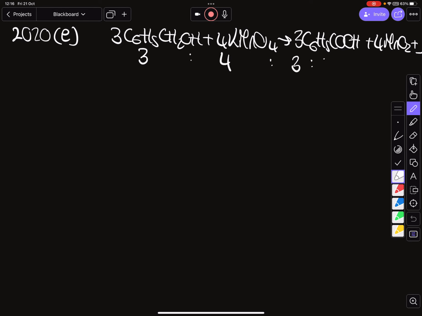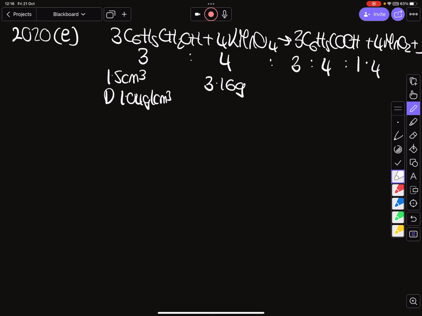So it's a 3:4, and I'm not showing up on the equation the 1:4 at the end. We find our information from the question. So when I'm doing this one, I have 3.16 grams of KMnO4. I have 1.5 centimeters cubed of phenylmethanol, and I have a density of 1.04 grams per centimeters cubed. And I read down through everything.